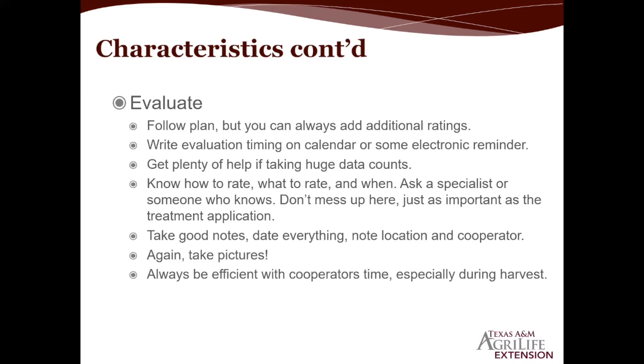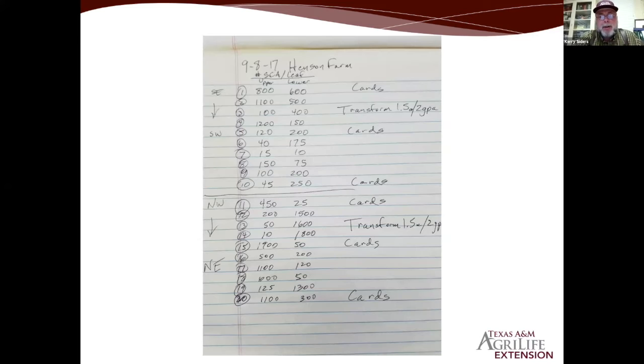And always, in this evaluation process, if you're using a cooperator, be efficient with his time. Again, I just keep harking on that. Especially during harvest time, those guys get really uptight if they get slowed down on harvest. We all know the vagaries of weather, so we've got to get them in and out as quick as we can. And again, here's just an example of some notes: the date, the producer, and the counts.